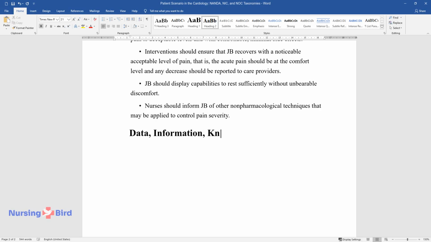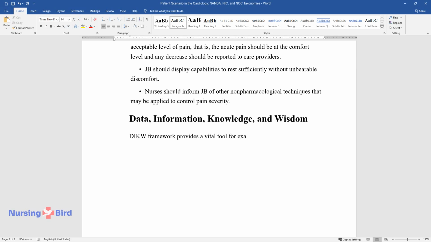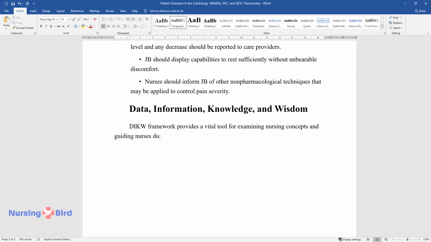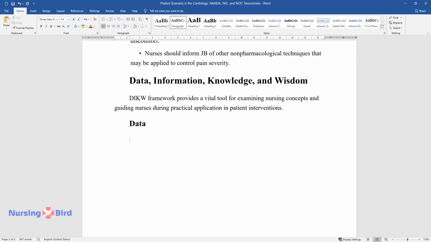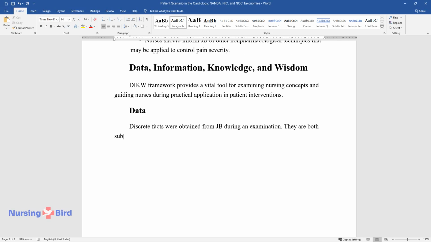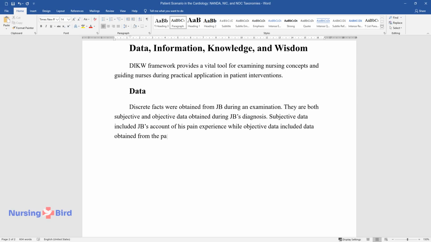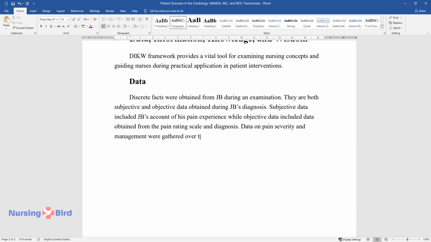Data, information, knowledge, and wisdom. The DIKW framework provides a vital tool for examining nursing concepts and guiding nurses during practical application and patient interventions. Data. Discrete facts were obtained from JB during an examination. They are both subjective and objective data obtained during JB's diagnosis. Subjective data included JB's account of his pain experience, while objective data included data obtained from the pain rating scale and diagnosis. Data on pain severity and management were gathered over time to determine any changes, both declines and improvements.